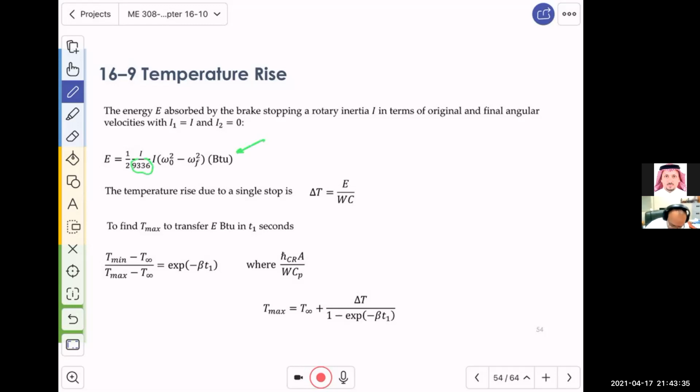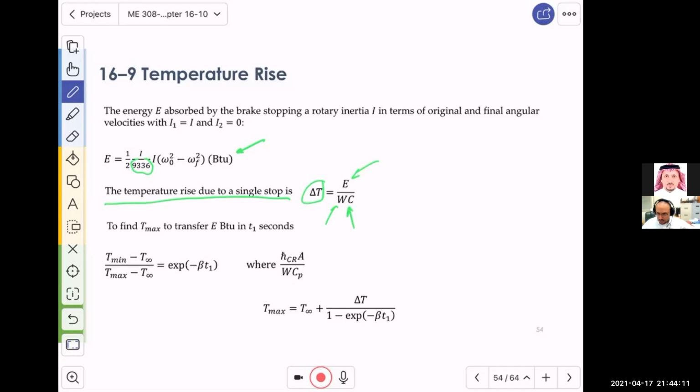Okay, now the temperature rise due to this single stop. So you push the brake, you stop the car. Now what happened after? Before everything cooled down, you may move and then you push the brake again. So we are ignoring this right now. So then it is equal to delta T. This is the same equation that we talked about before, which is E divided by WC.